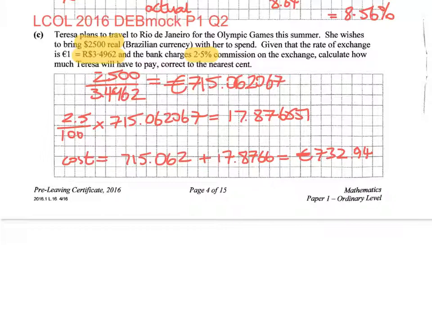Okay, often when we deal with commissions, we say we've got a certain number of dollars and we're going to convert it into euros, but before they give those amount of euros, they take a cut of a commission. But here, the commission is an additional cost, so that's why we're adding it on.